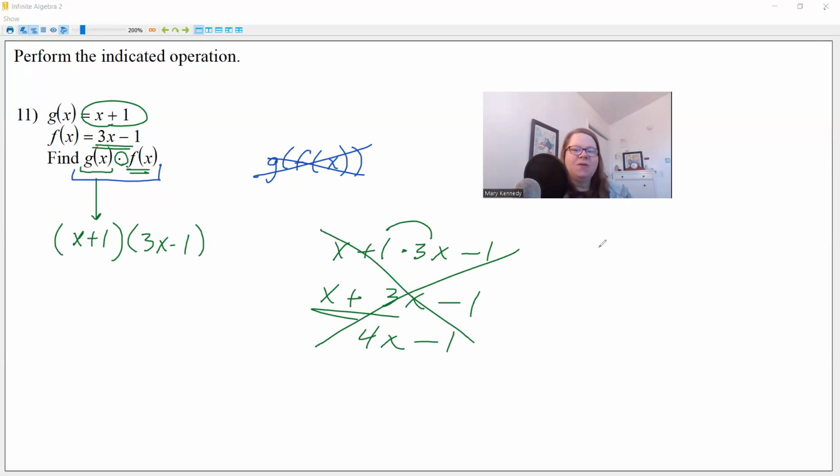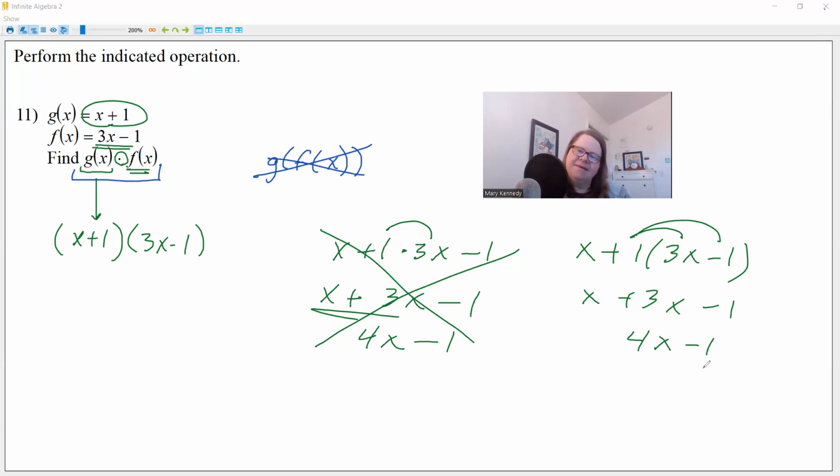Even if I just put parentheses around the second part, if I just said x plus 1 times (3x minus 1), well, when I see that, I just want to distribute this part. I would still get the wrong answer because I would be just multiplying here. And I'd still get 4x minus 1, which is interesting. Anyway, still the wrong answer. Okay, so let's do it the correct way.